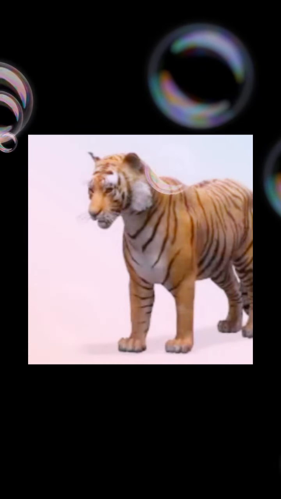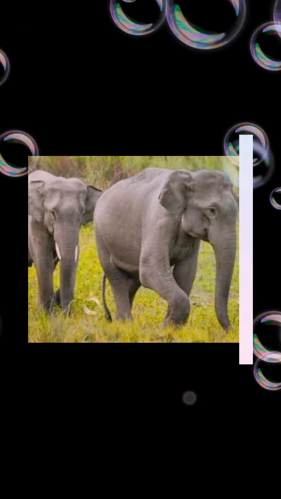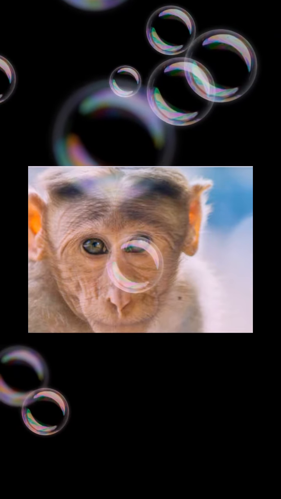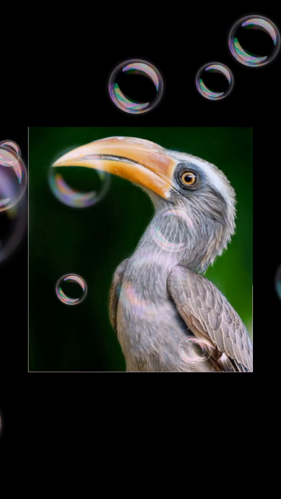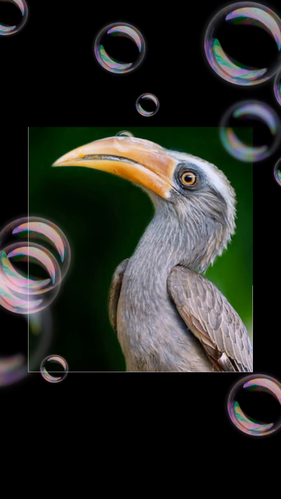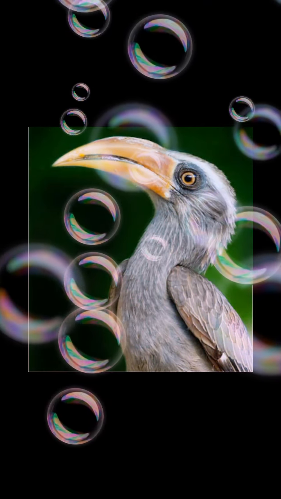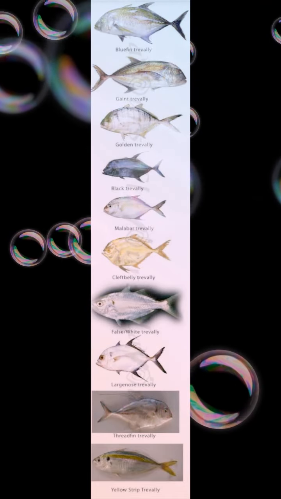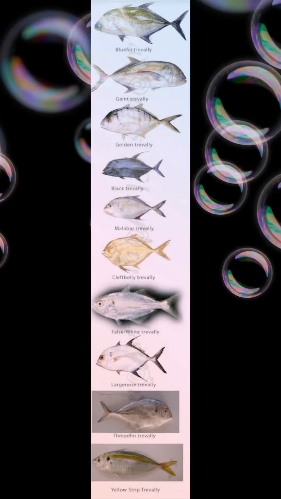Other than this, you know that 90,000 species of animals can be seen in our country. You can see different kinds of animals and different kinds of birds in our country. There is also a rich variety of fish that you can see in the marine waters of our country.